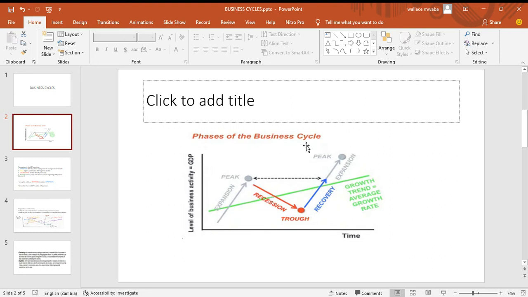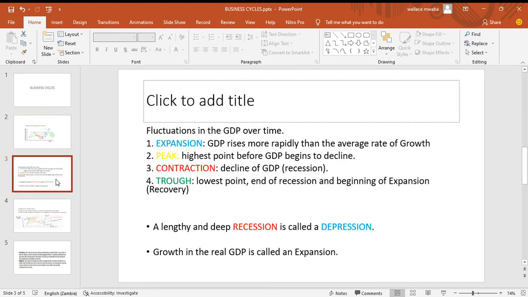So now I'm going to talk about the four phases of the business cycle. We have expansion, the peak, then we have a recession, then we have the trough. So let me go into the details more about these. So expansion, this is where the GDP rises more rapidly than the average rate of growth. Then as we can see here, the peak is the highest point before the GDP begins to decline.